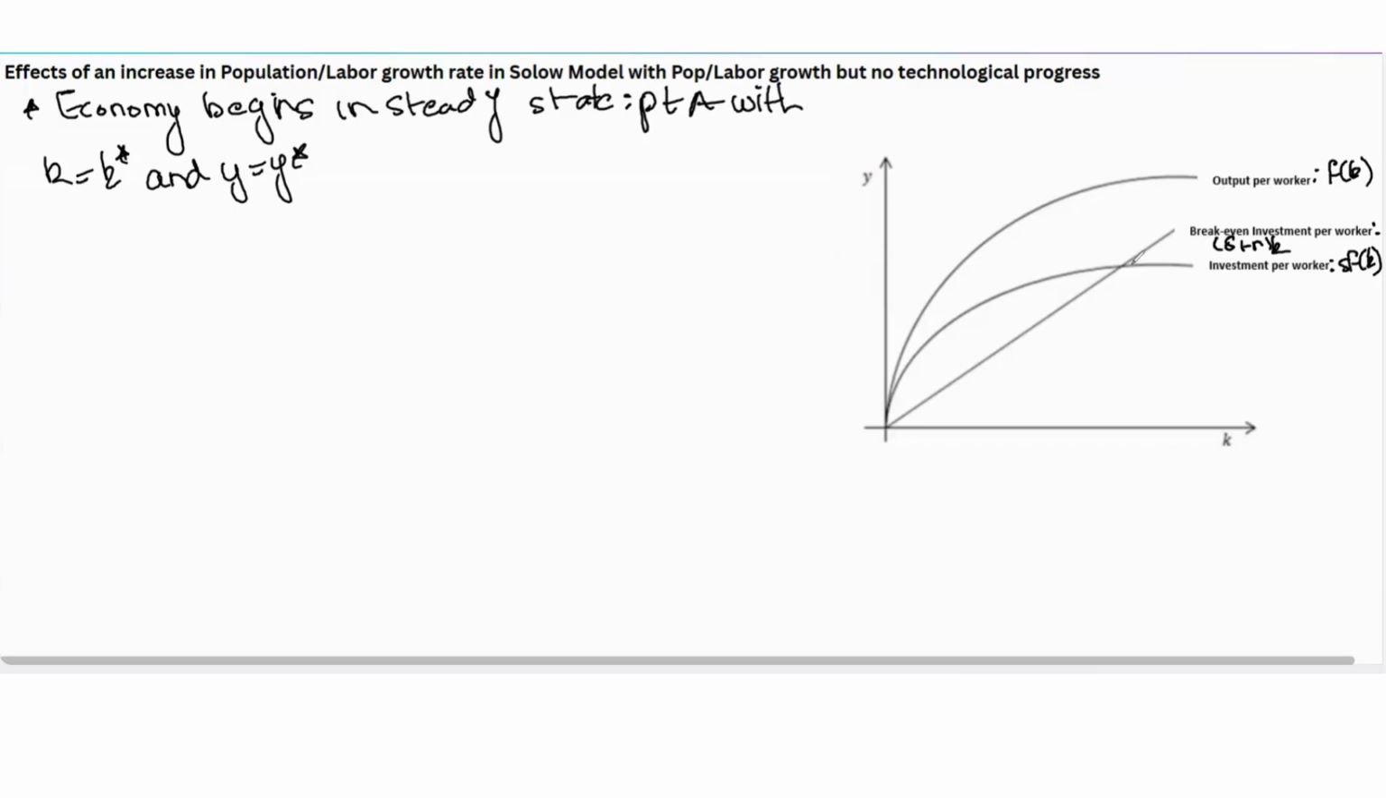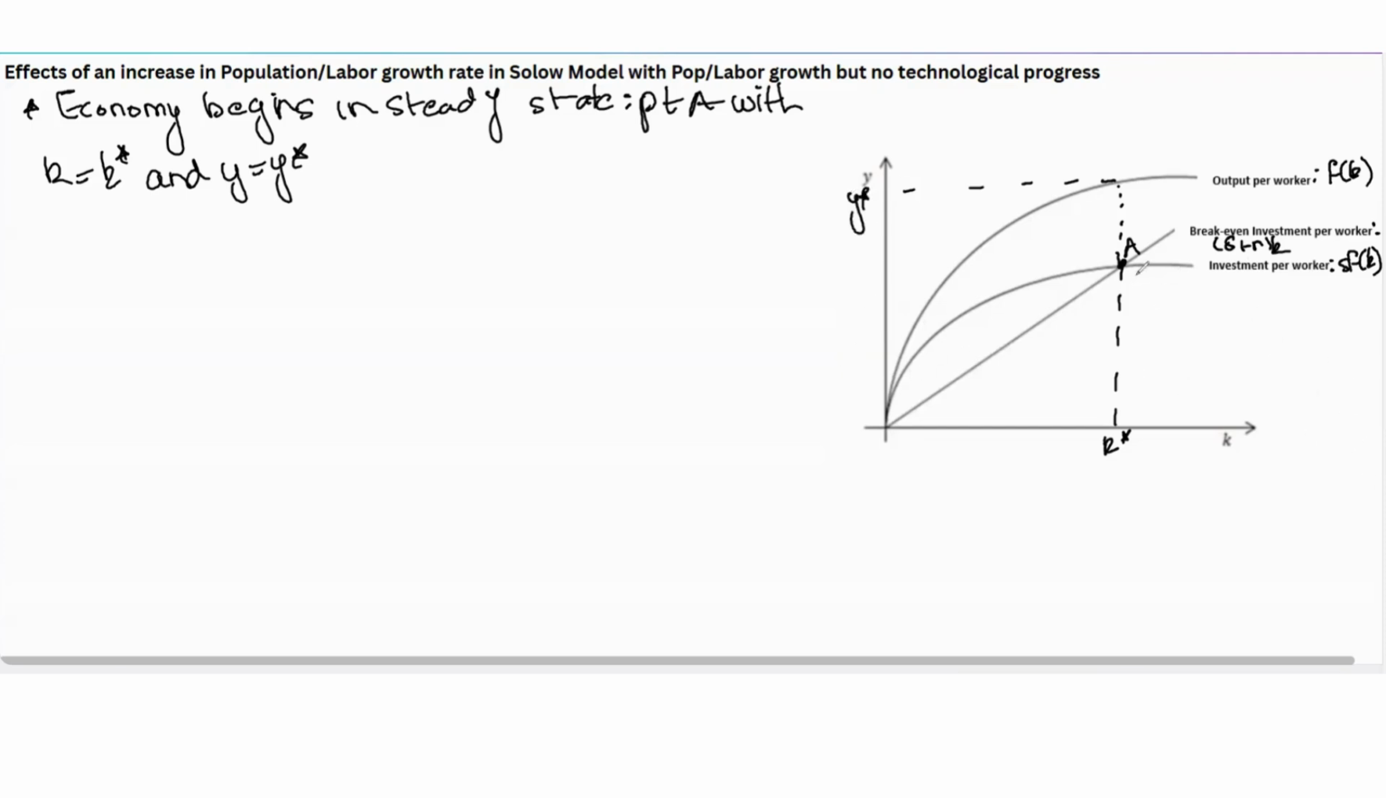Now for the steady state, we know graphically the steady state value of capital per worker is at the intersection of the investment per worker curve and the break-even investment per worker line. So this is our steady state value, k equals k star, so this is point A. And once we have the steady state value of capital per worker, through our per worker production function, represented by this output per worker curve, we can find the steady state value of output per worker. We just plug the steady state value of capital per worker into our per worker production function.